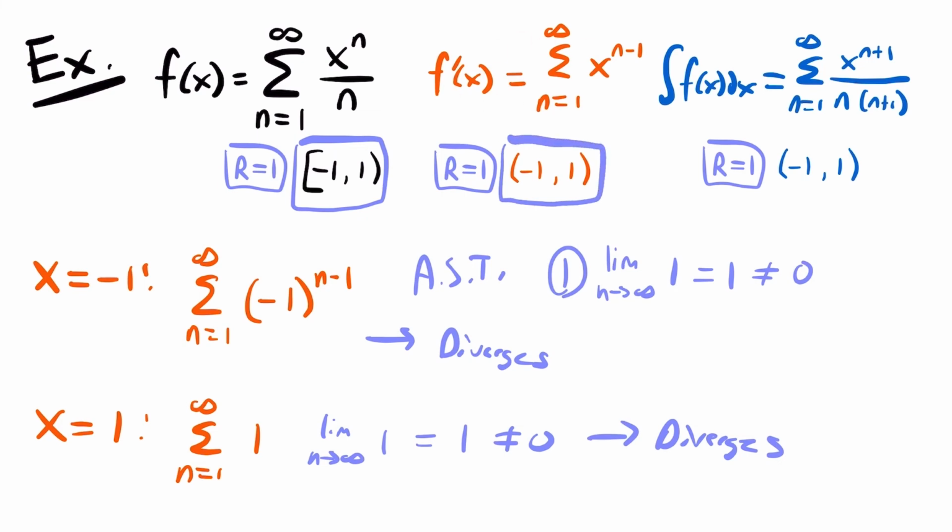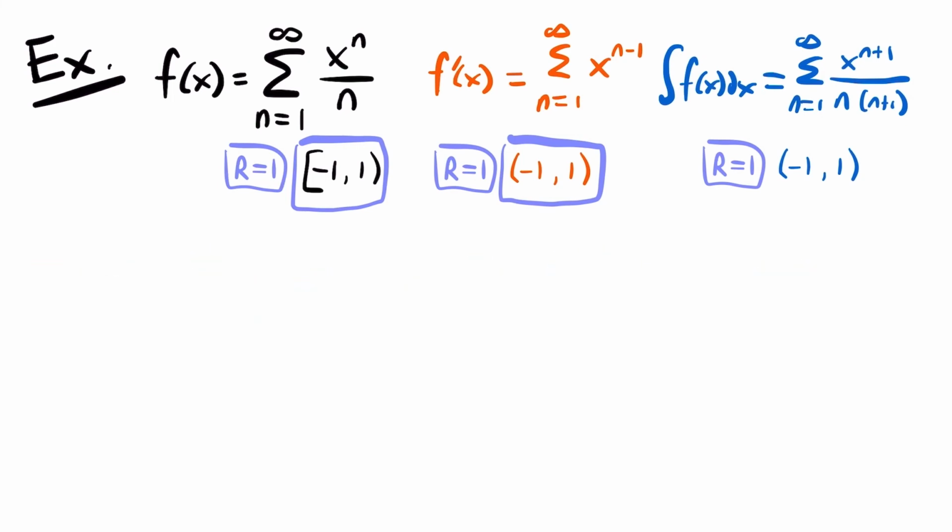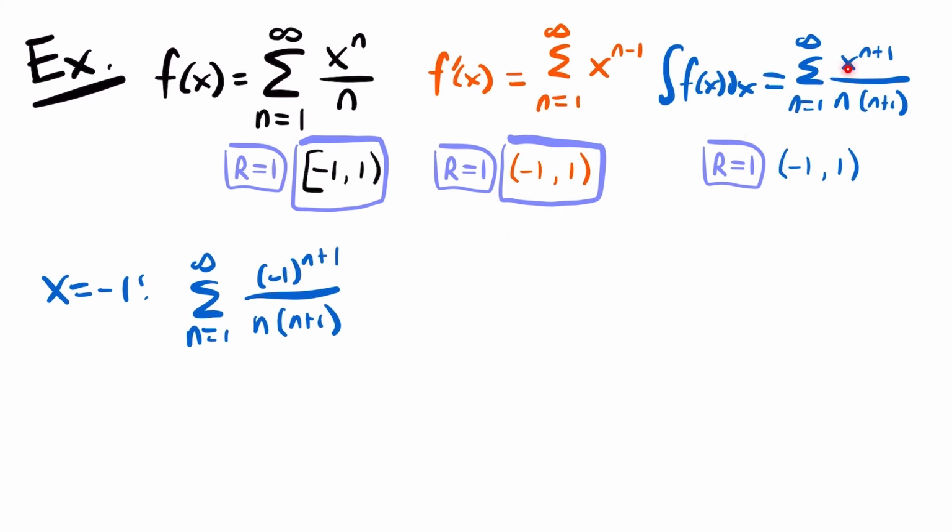And now we have one function left, or one power series left, and that is the integral of our power series. And so, if we take a look at the endpoints one more time, but for the integral, let's start with x equals -1. We will have the sum from n equals 1 to infinity of negative 1 to the power of n plus 1 divided by n times n plus 1. All right, we just replaced this x with negative 1. And now we have an alternating series that we can test to see whether it converges or diverges.